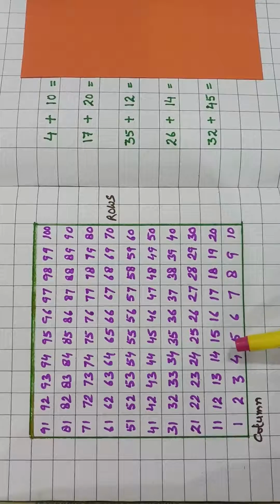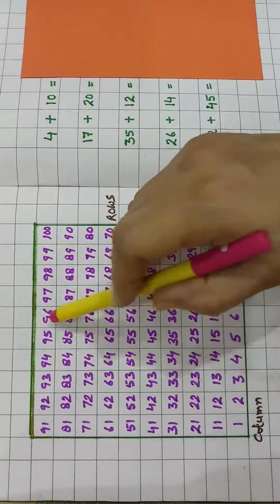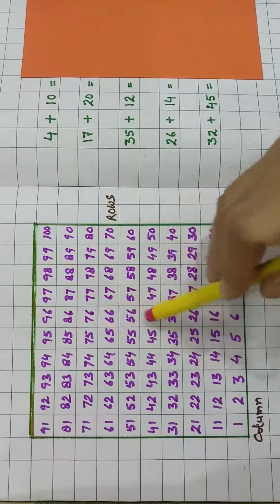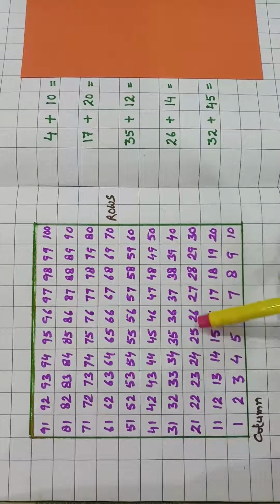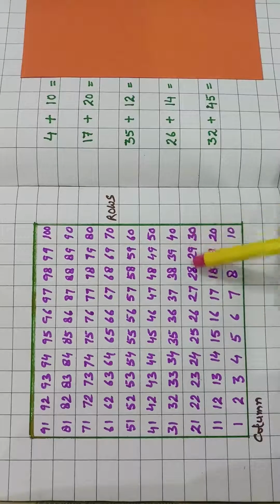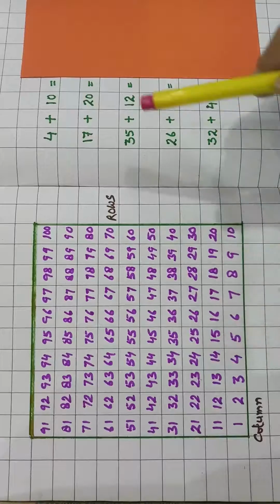So now we'll know that if we move upward, 10 numbers will increase. If we move downward, 10 numbers कम होते जाएंगे. If we move towards right, एक एक नंबर बढ़ता जाएगा. और अगर हम लेफ़्ट की तरफ आते हैं तो एक एक नंबर कम होता जाएगा. तो चलिए इस ग्रिड की हेल्प से हम कुछ सम्स करते हैं.